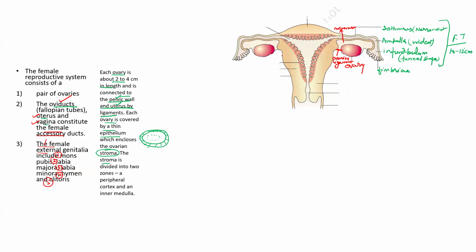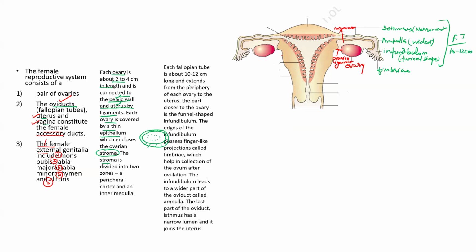So this is the fallopian tube theory. Each fallopian tube is 10 to 12 centimeters. The funnel-shaped infundibulum has an edge with finger-like structures known as fimbriae. The infundibulum leads to the wide part known as the ampulla, and the last part is the isthmus, which is the narrowest part. Understood?